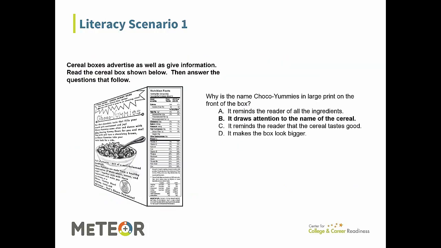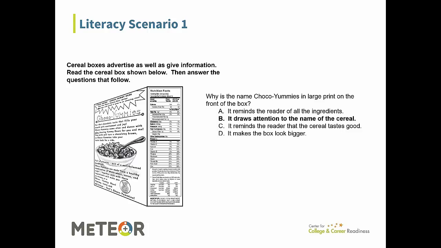Here is a literacy example. This example states, cereal boxes advertise as well as give information. Read the cereal box shown below, then answer the questions that follow. The first question stated, why is the name Choco Yummies in large print on the front of the box? A, it reminds the reader of all the ingredients. B, it draws attention to the name of the cereal. C, it reminds the reader that the cereal tastes good. Or D, it makes the box look bigger.